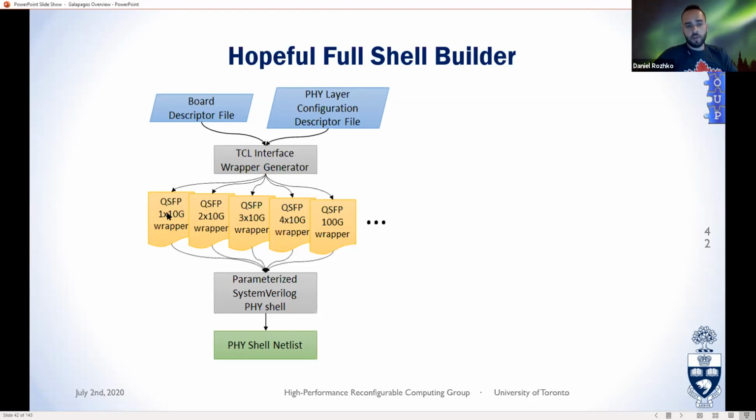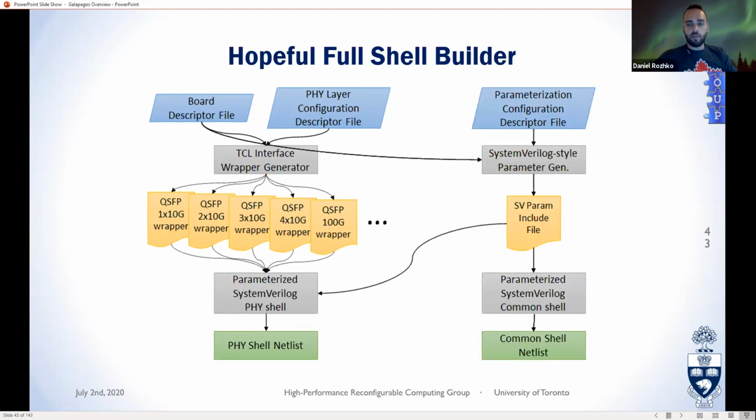But here's an example for a QSFP port with 5 different configurations. We repeat this for each port, and then you could parameterizedly include them in your PHY shell. If we couple that with what I described for the common shell, where we have a high level system for creating the parameters, these parameters can be used to parameterize both the PHY shell and the common shell to create our full shell.